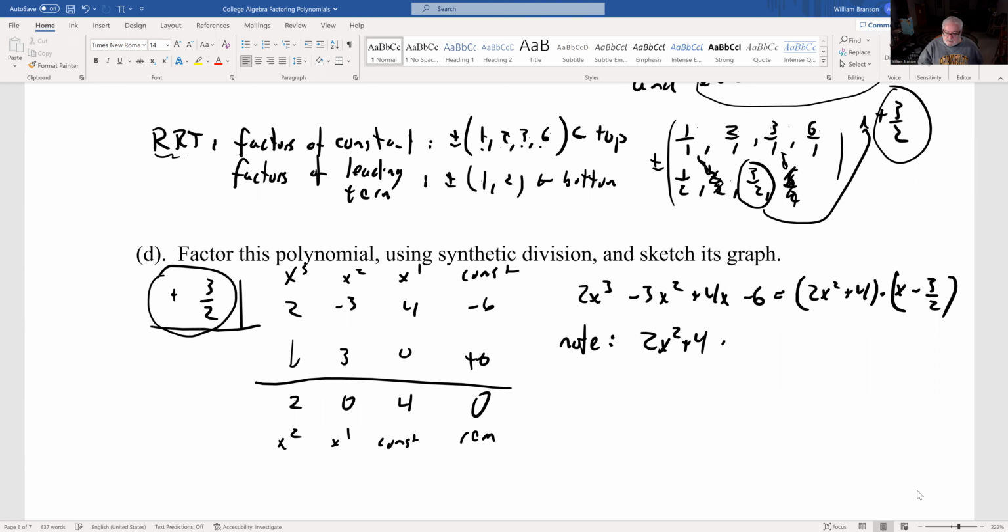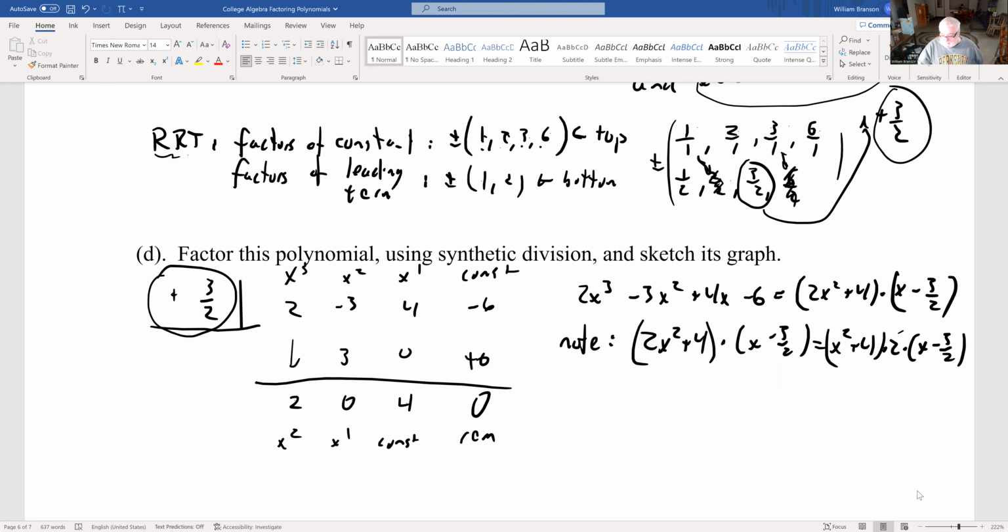Two x squared plus 4 times x minus 3 halves. I can factor a 2 out of this, so that's going to be x squared plus 4 times 2 times x minus 3/2. And I can now distribute this 2 into the other factor. Oh, sorry, x squared plus 2, because I factored out the 2, times 2x minus 3.